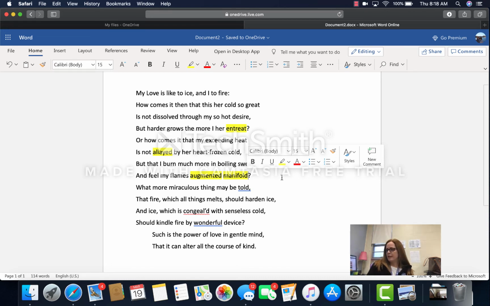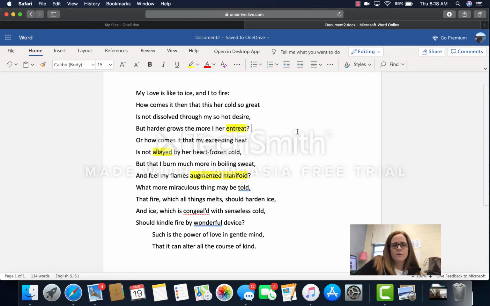So augmented, if I were to spill a little bit of my Coke, I would augment that by spilling more, okay? It would grow in size. Manifold means, when I'm doing the live chat, one person shows up and then they text their friends and 5 more people show up. So augment, grow larger in size, manifold, grow larger in number.